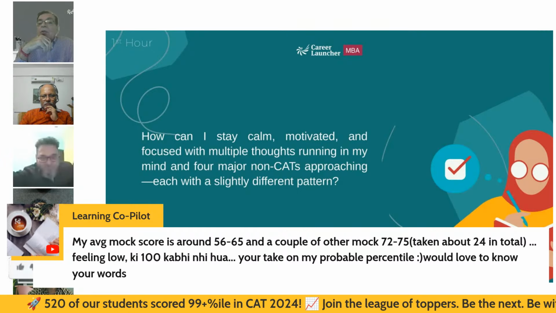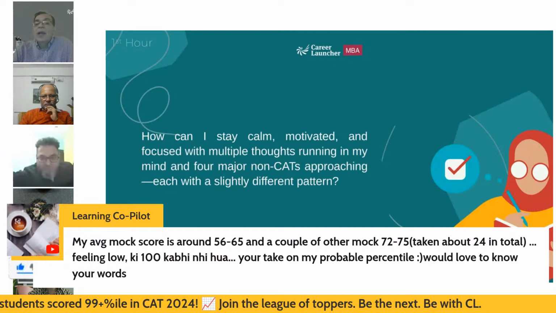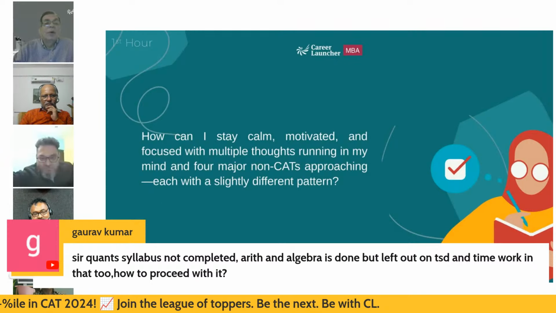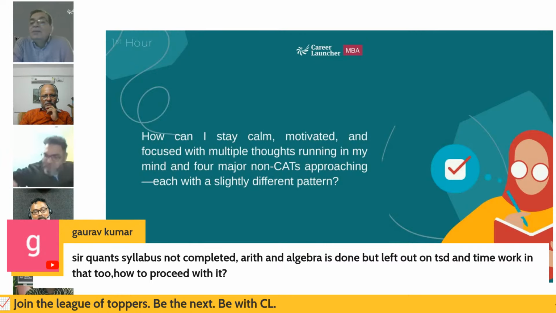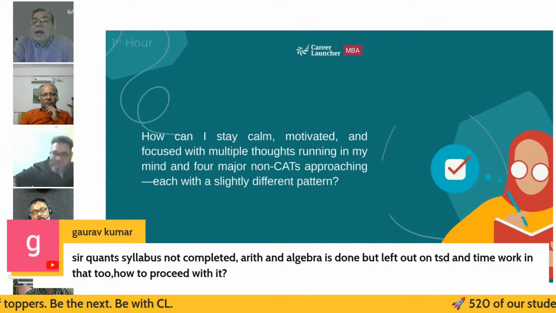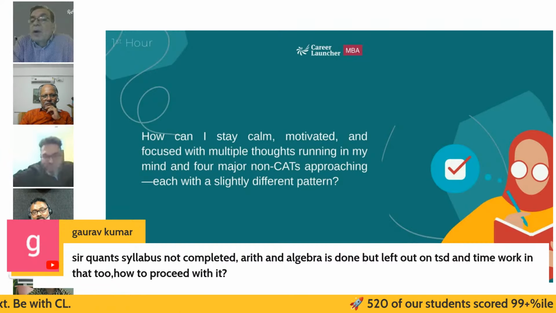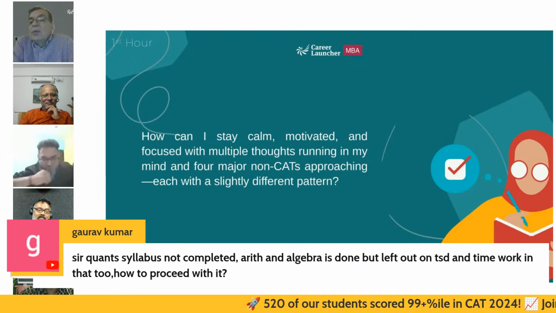Great. So Nikunj, one last question before you exit, before all 3 of us exit. Quant syllabus not completed. Arithmetic and algebra are done, but I've left out TSD and time and work in that. How to proceed?